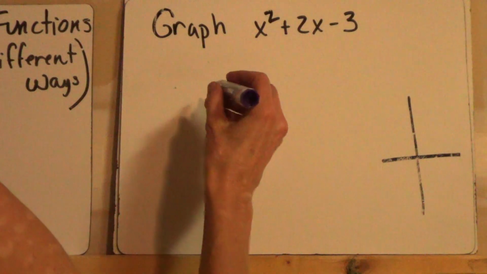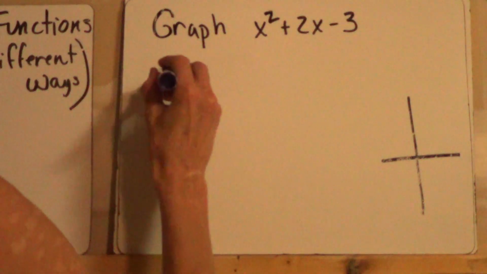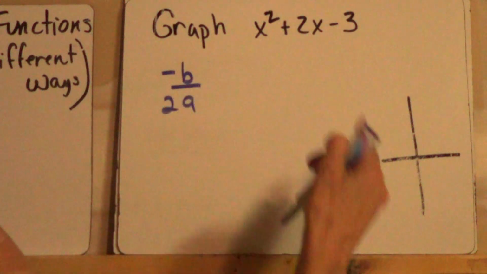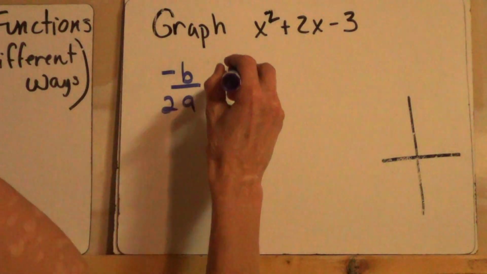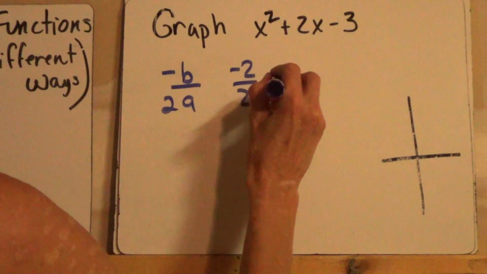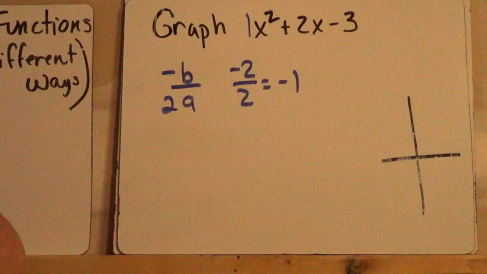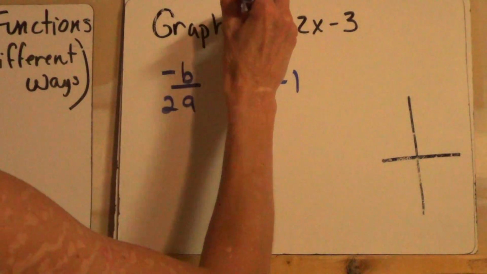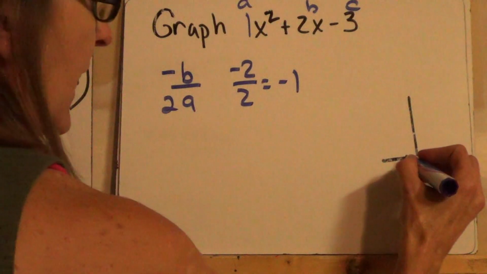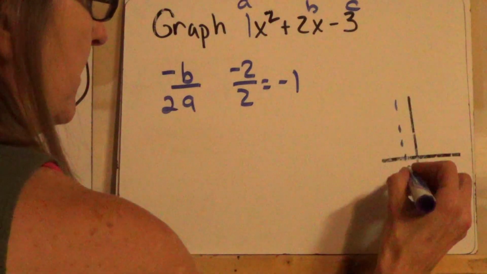3. So when we graph this, negative b over 2a is how we find the axis of symmetry. Negative 2 over 2, negative 1. Because this is a 1 and that's your a value. This is a, b, c. Good deal. So we know that our axis of symmetry is at negative 1.